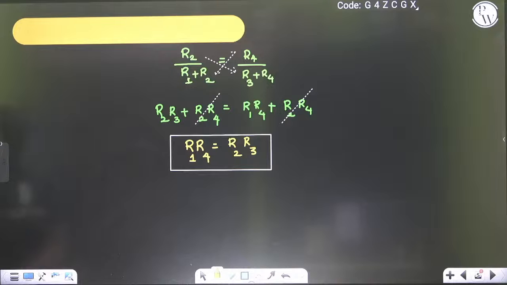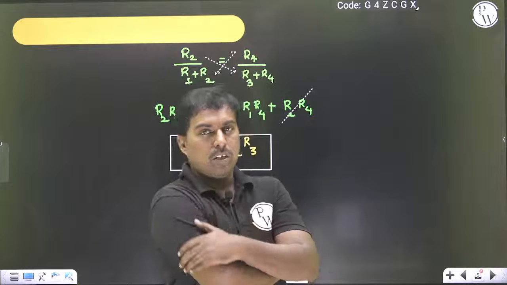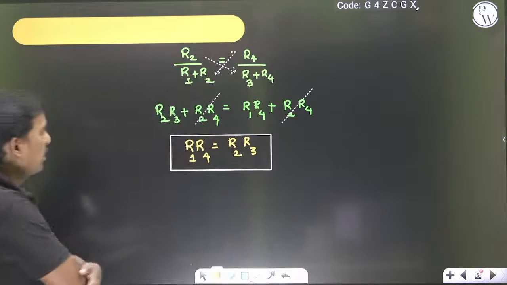So if the bridge is in balance condition, that is a scenario. This condition is possible if and only if the meter resistance is infinite. So this is a bridge balance condition.